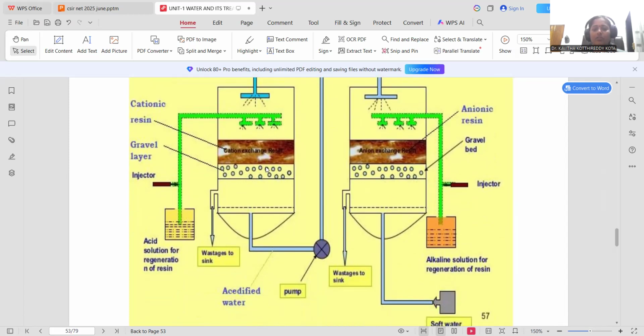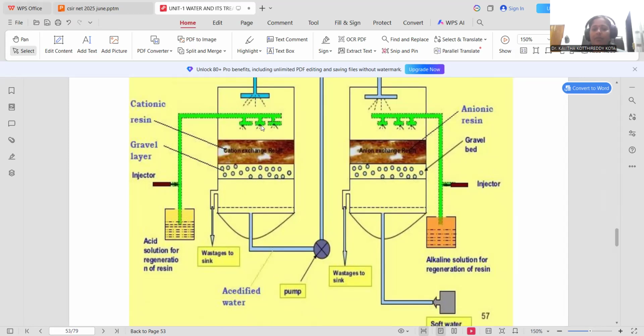Cationic resin is totally made up of polystyrene linkages with terminal active sulfonic acid or carboxylic acid groups located over there, and at the bottom you can notice the gravel layer for the absorption of any kind of precipitated or suspended impurities. And here the regenerating chamber is also located. Acid solution is there for the regeneration.